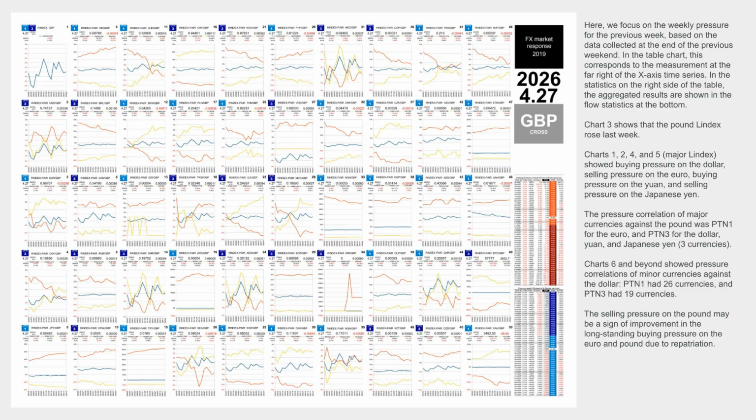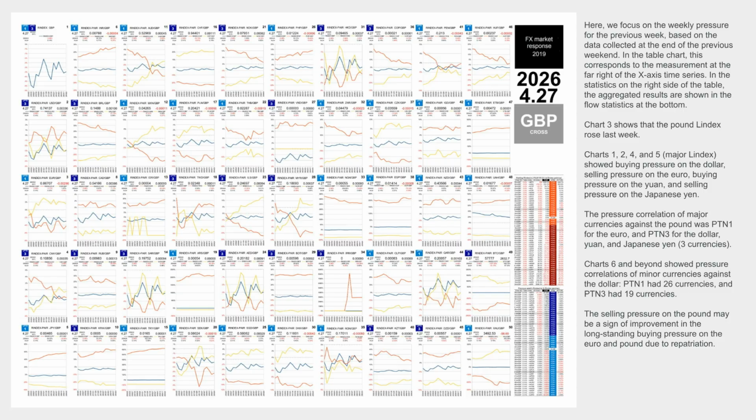Chart 3 shows that the pound index rose last week. Charts 1, 2, 4, and 5, major index, showed buying pressure on the dollar, selling pressure on the euro, buying pressure on the yuan, and selling pressure on the Japanese yen. The pressure correlation of major currencies against the pound was PTN1 for the euro and PTN3 for the dollar, yuan, and Japanese yen, 3 currencies.